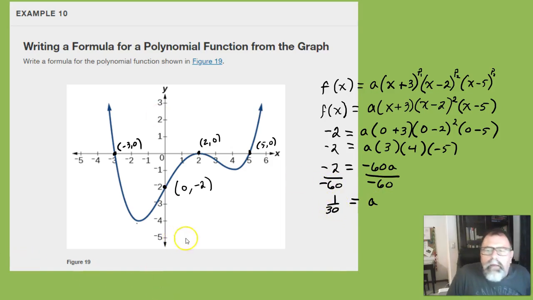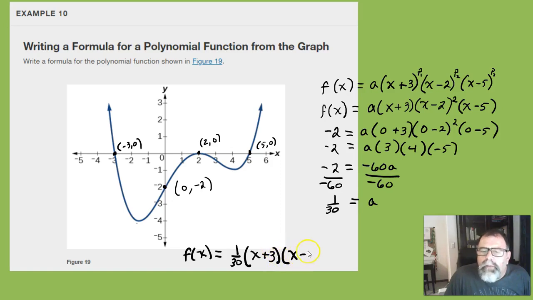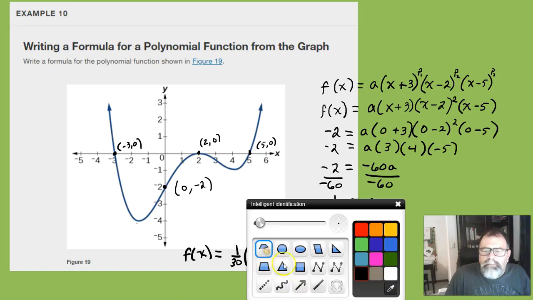All right, now we can write our function in factored form. f of x is equal to a, which is 1/30, times (x + 3) to the first power, (x − 2) to the second power, (x − 5). And then that's it. That's our final answer there.